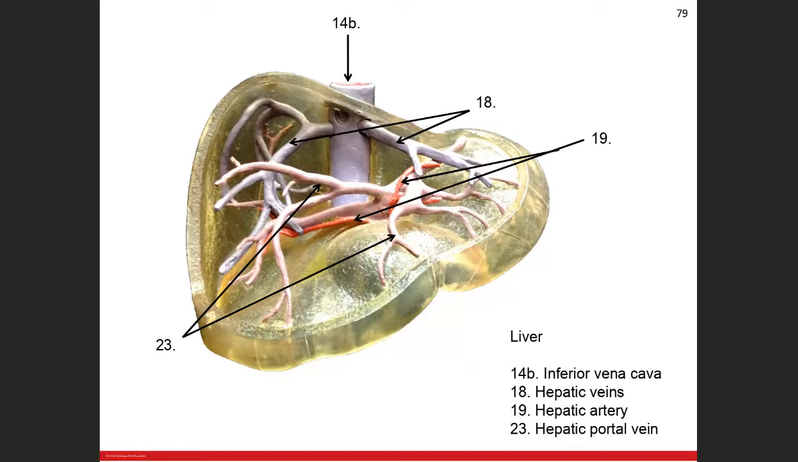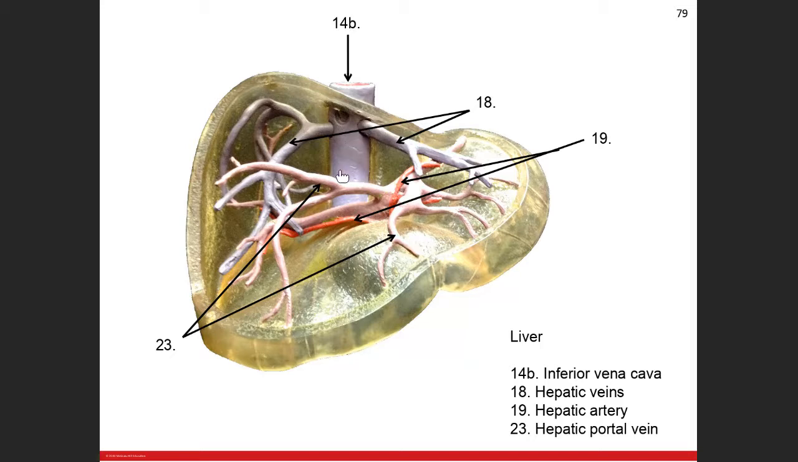When we're talking about the portal venous system here, keep in mind this big structure right here, that's the inferior vena cava, and we also have our two hepatic veins that drain directly into the inferior vena cava. All right?